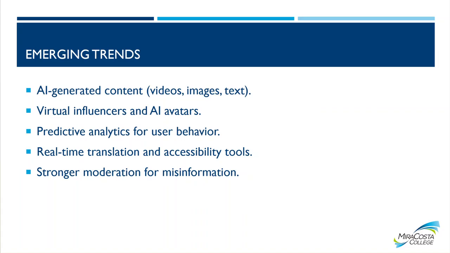So some of the emerging trends that we're seeing right now is AI generated content such as videos and images, so it's not just text anymore. Virtual influencers and AI avatars. I've seen a little of that, not much yet. Predictive analytics for user behavior, real-time translation and accessibility tools, stronger moderation for misinformation.